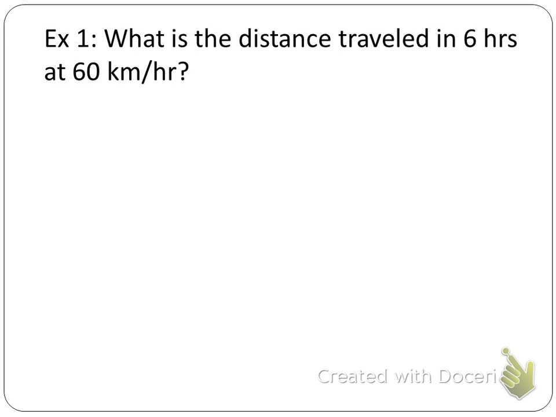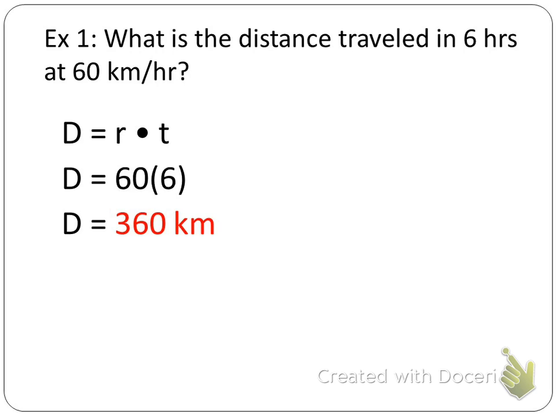Example 1 says, what is the distance traveled in 6 hours at 60 kilometers per hour? So the distance formula, distance equals rate times time. What do we know? We know the rate. The rate is 60 kilometers per hour. We also know the time. It's 6 hours. So you plug in the numbers you know, and hopefully the one you don't know is also the one that you're looking for. It asks us what is the distance, and D is the only thing I don't know. So you can go ahead and do 60 times 6. It's 360. We were driving kilometers per hour. The answer is kilometers. What are your questions so far?